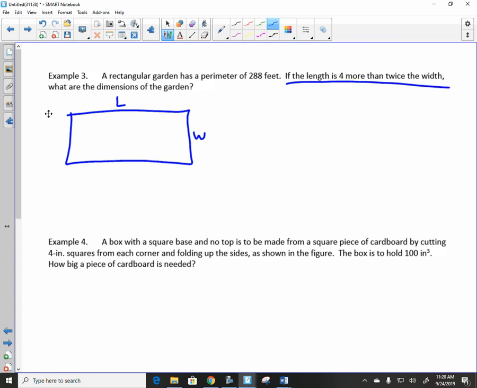What do I do with that? 2w plus 4. Now what? What's perimeter? All the sides added up. How many sides are there? There's 4. So w plus 2w plus 4 plus w plus 2w plus 4.